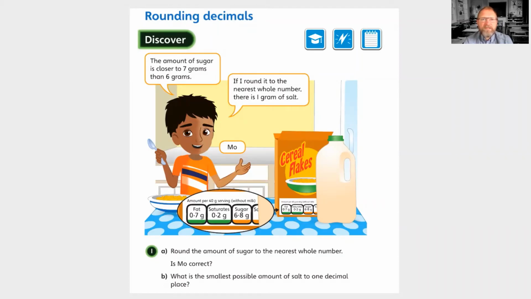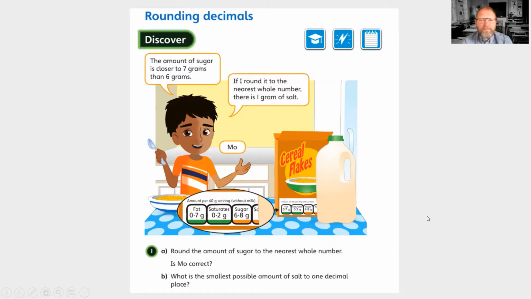Rounding decimals, discover. Here we have Mo, and he says the amount of sugar is closer to 7 grams than 6 grams. If I round it to the nearest whole number, there is 1 gram of salt. Now, if we look in this bubble here, you can see it tells you how much fat, how much of that fat is saturates, tells you how much sugar there is, but we can't see how much salt there is.